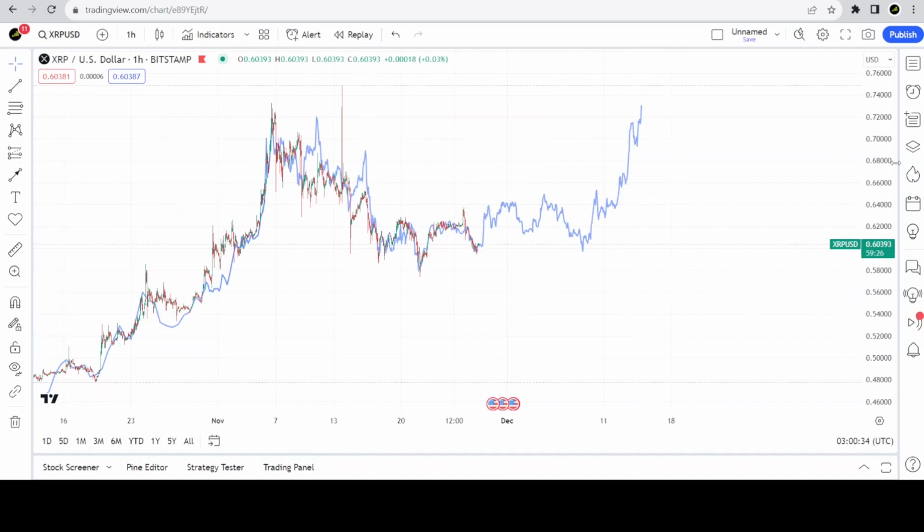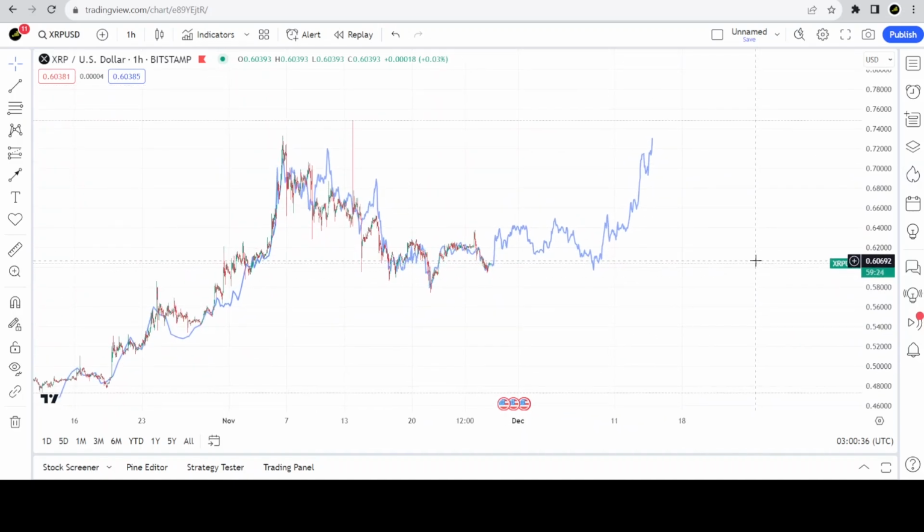Anyways, folks, here we are with the fractal. We are currently following on an hour time frame.